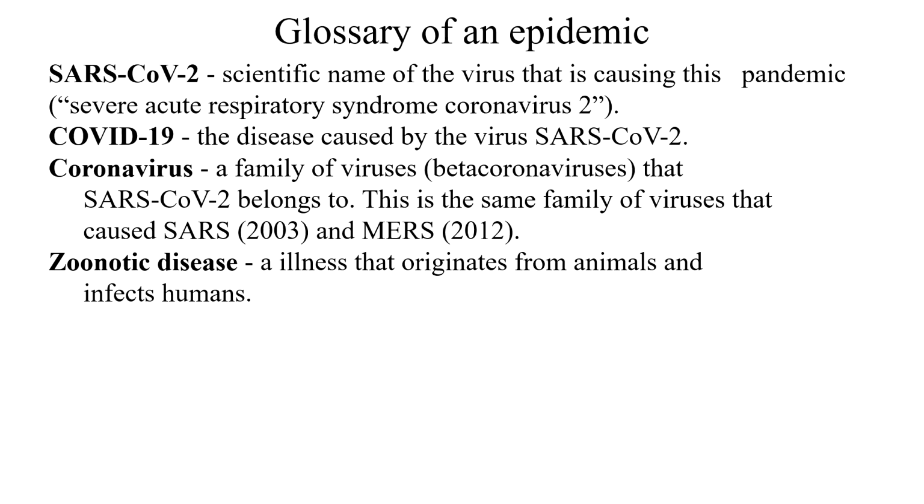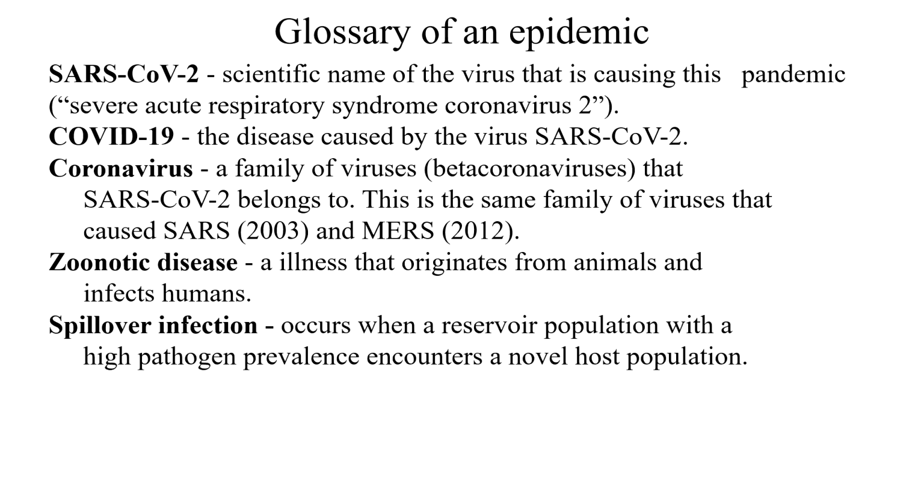So SARS in 2003 was believed to have originated in bats, and MERS in 2012 was believed to have originated in dromedaries, the animals that originated the coronavirus that eventually infected humans. And when these viruses go beyond where they are usually found, we call this a spillover infection. It occurs when a reservoir population with a high pathogen load, such as bats, encounters a new host population, maybe another animal that they can infect, or even humans.